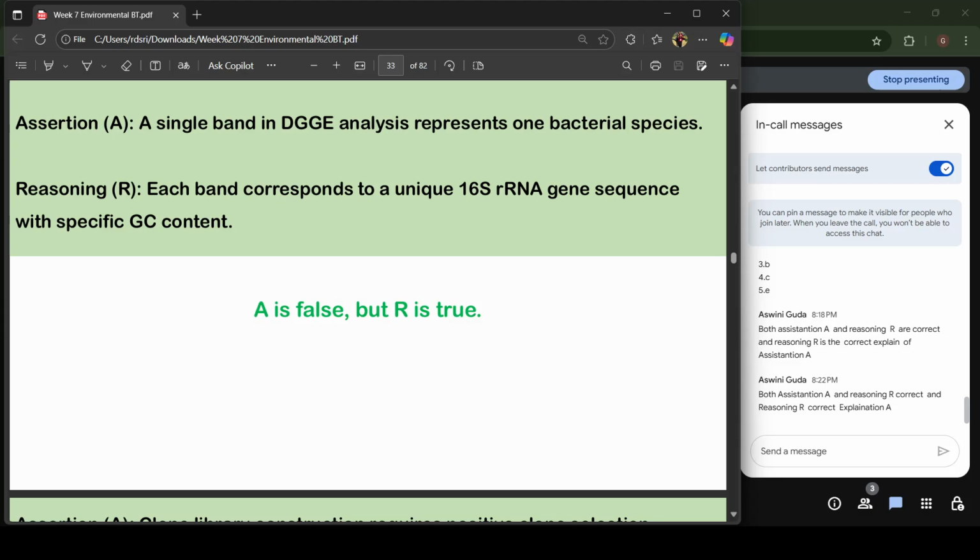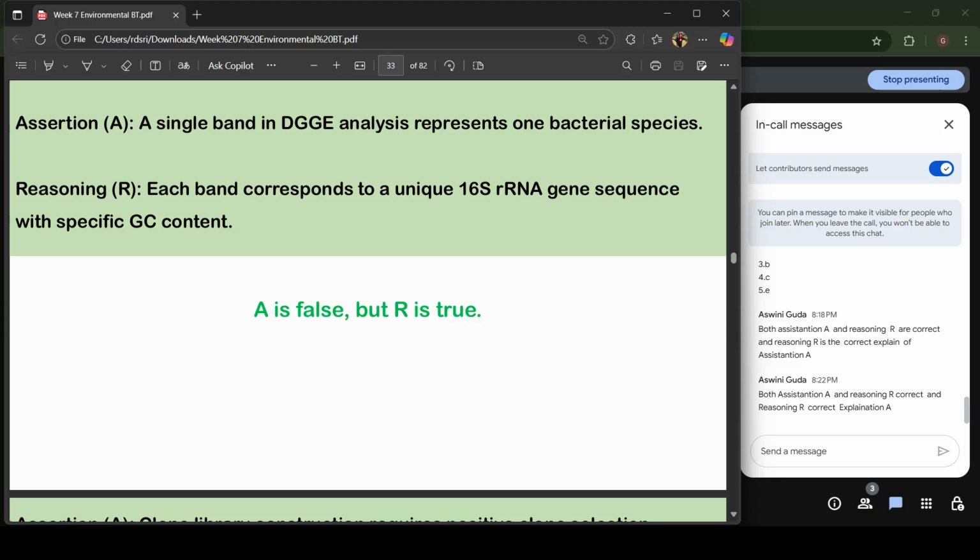The reason is each band corresponds to a unique 16S rRNA gene sequence with specific GC content. So if we only see the reasoning statement, there are different bands, and each band corresponds to a unique 16S rRNA gene sequence with specific GC content. That is true. So the reason is true, but the assertion that a single band always represents one bacterial species, no, that is not the case.